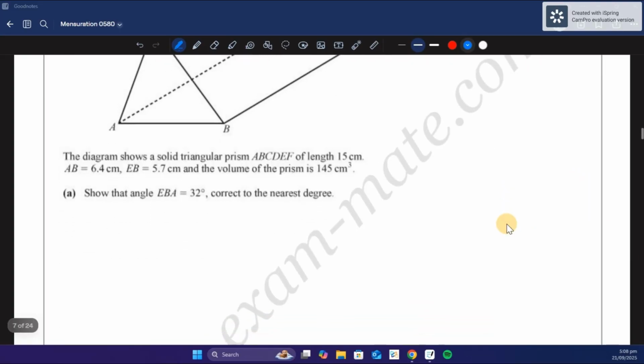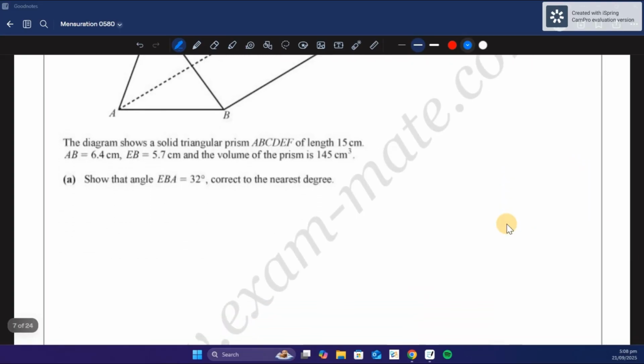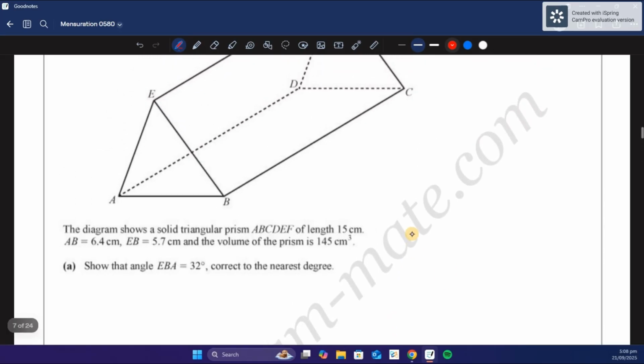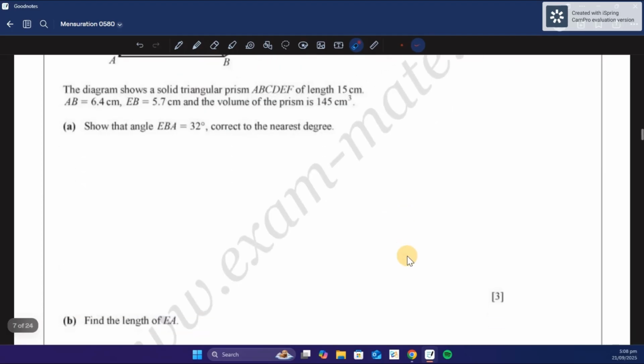Okay, the diagram shows a solid triangular prism ABCDEF of length 15, AB is 6.4, EB is 5.7, and the volume of the prism is 145 centimeters cubed. Show that angle EBA is 32 degrees. So the angle EBA, this angle is 32 to the nearest degree.